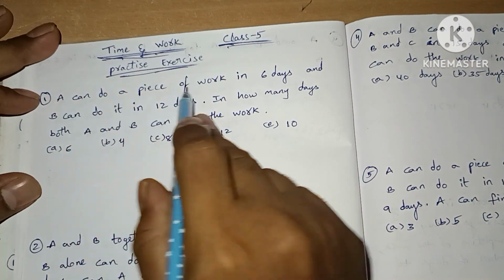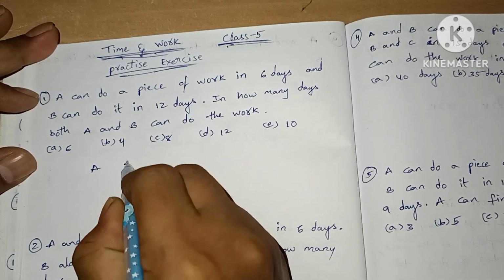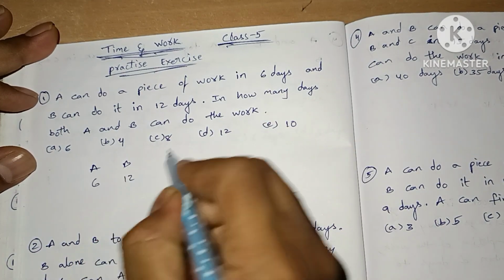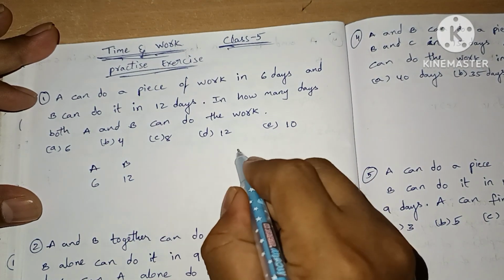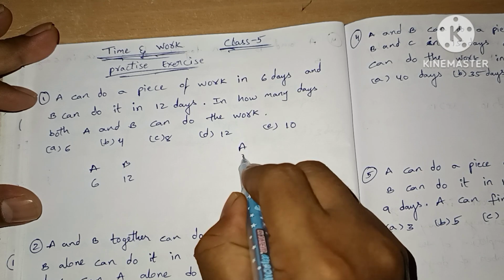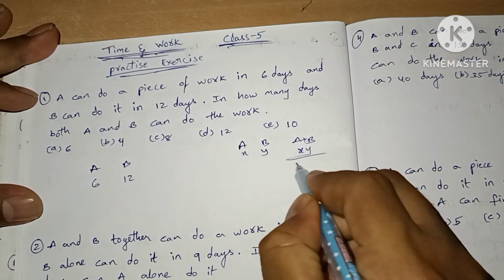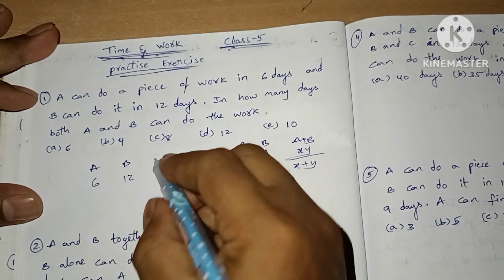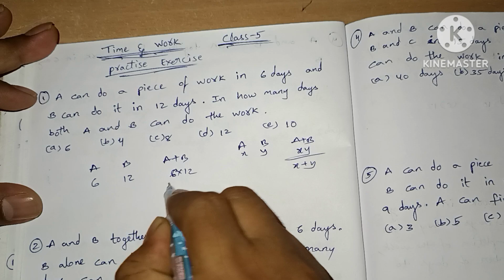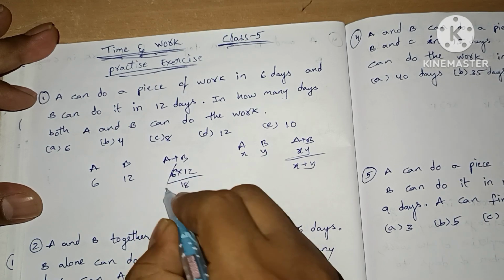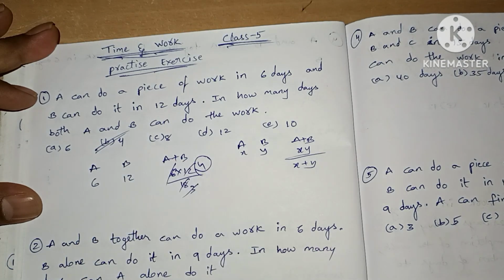First question, A can do a piece of work in 6 days and B can do it in 12 days. So let's note them, A and B, 6 days and 12 days. In how many days can both A and B together do the work? The formula for this one: A takes x days, B takes y days, then A plus B together will take xy by x plus y. So A and B together can complete this work in 6 into 12 divided by the sum of these two, which is 18. 6 3 times, 3 4 times. So the answer will be 4. Option B is our answer.